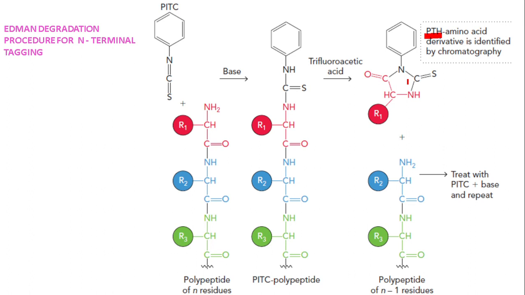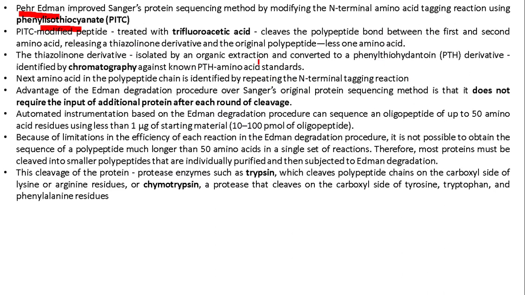This method is advantageous over Sanger's method. You know why? Sanger's method has a problem. After each round of hydrolytic removal of the N-terminal amino acid, we need to add fresh protein sample. You see, the advantage of Edman degradation over Sanger's method is that Edman degradation does not require addition of new protein sample after the removal of each amino terminal amino acid.